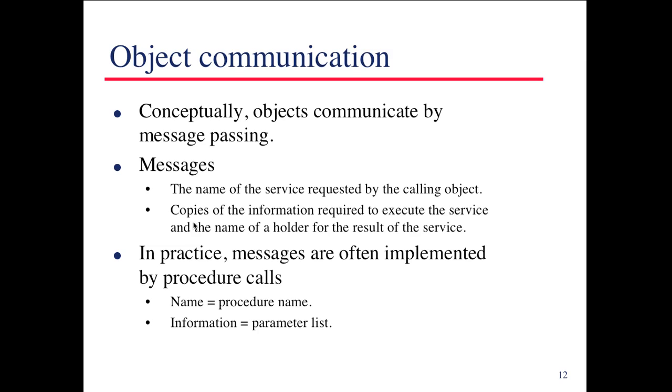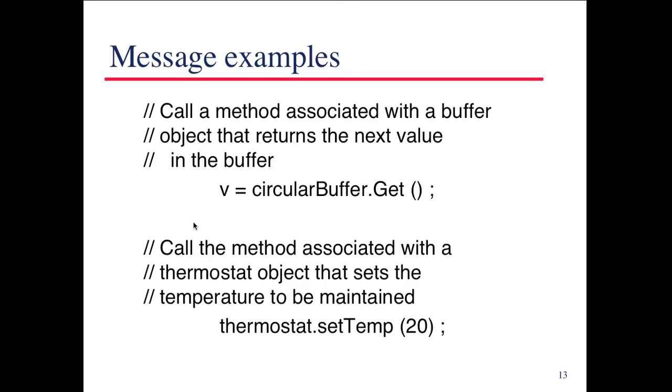So the name is the procedure name, the information is the parameter list. What is the method taking in, what is the method giving out? Here's an example, and this looks like programming source code. Call a method associated with a buffer, the object that returns the next value in the buffer. So v is equal to circular buffer.get.